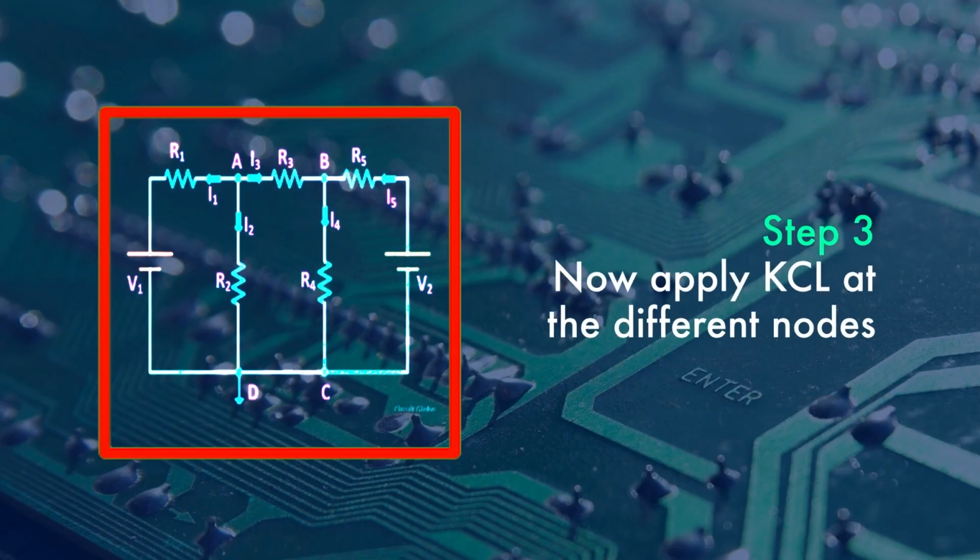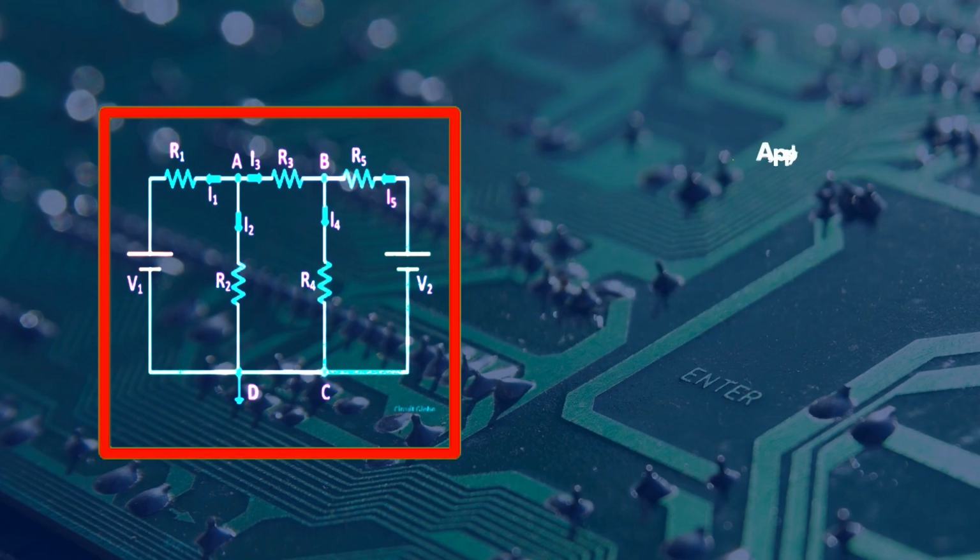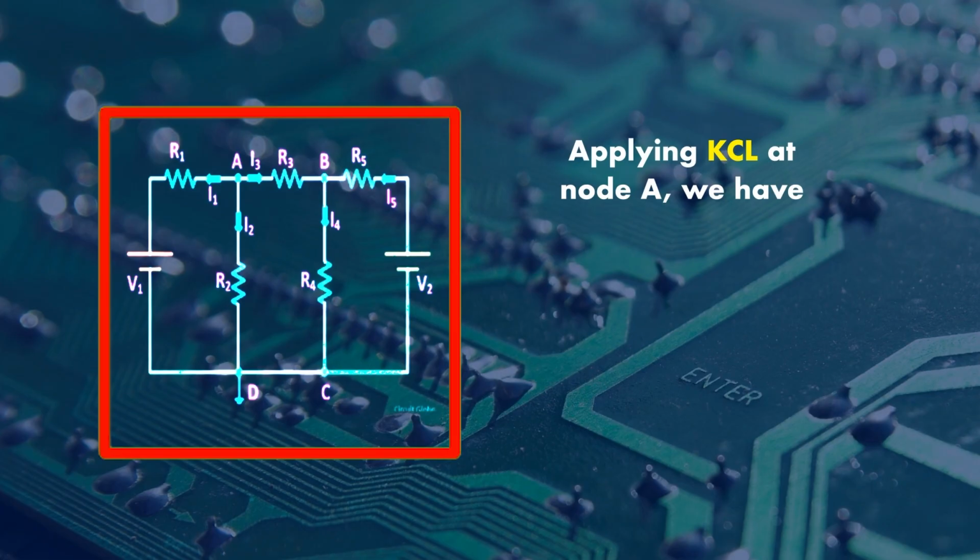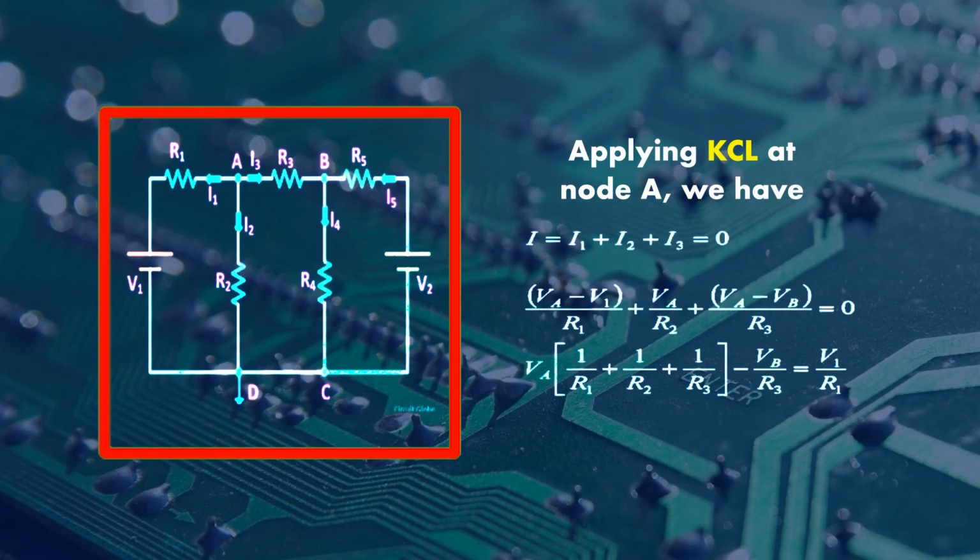The next step is to apply the KCL at the different nodes. So now you apply the KCL at node A. Here you can see I1, I2 and I3 are all outgoing currents. As per the KCL, the algebraic sum of currents at any particular node is equal to 0, or you can say incoming current is equal to outgoing current. So here you can apply the KCL at node A. You can write I1 plus I2 plus I3 is equal to 0.